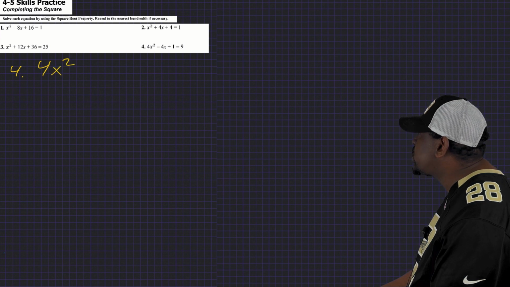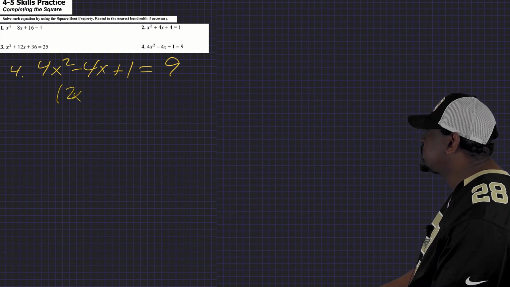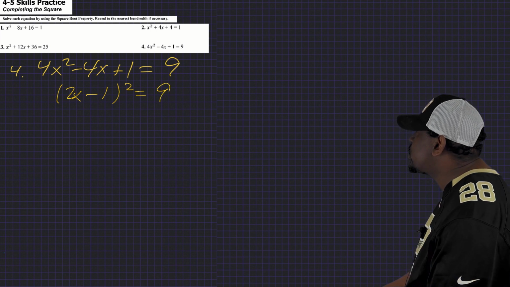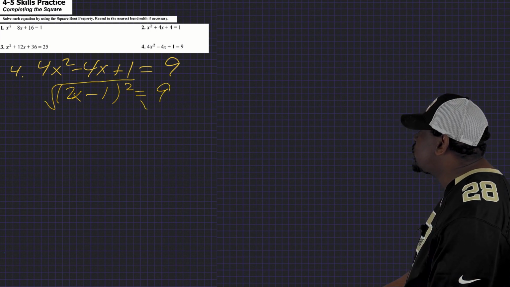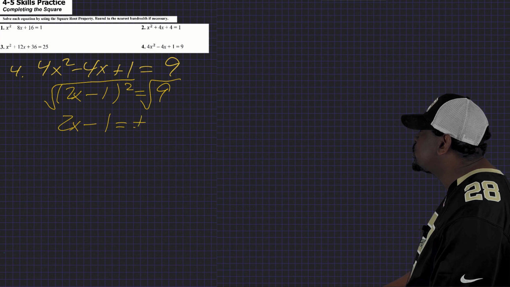We have 4x squared minus 4x plus 1 equals 9. So again, 4x squared minus 4x plus 1 is a perfect square. That will be equal to 2x minus 1 squared, which is the perfect square that if you multiply, you will get 4x squared minus 4x plus 1. So we rewrite it as a perfect square. To get rid of the square, we take the square root of both sides. On the left side, we get 2x minus 1. On the right side, we will get plus or minus the square root of 9, which is 3.